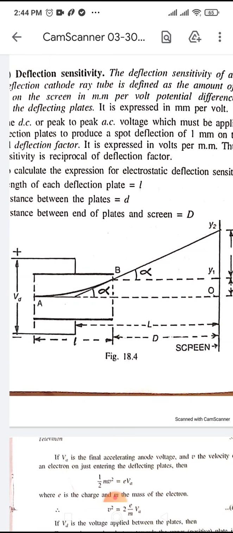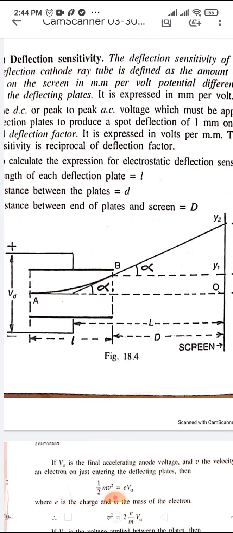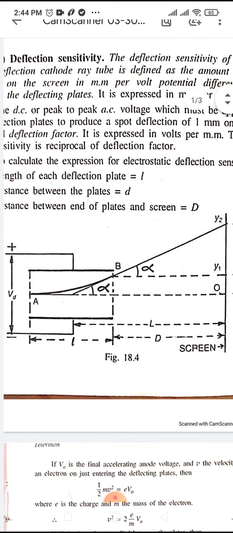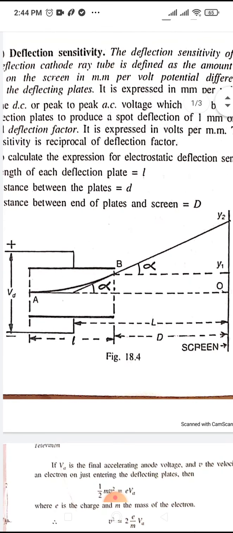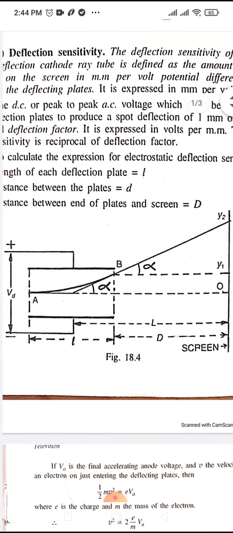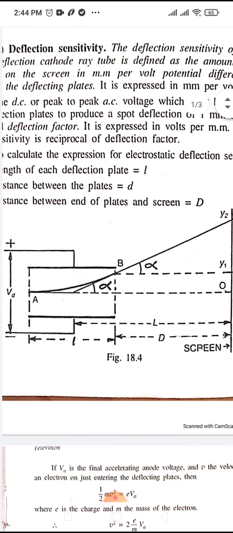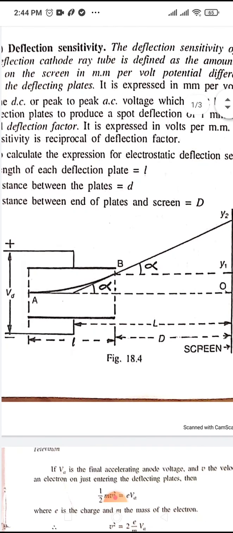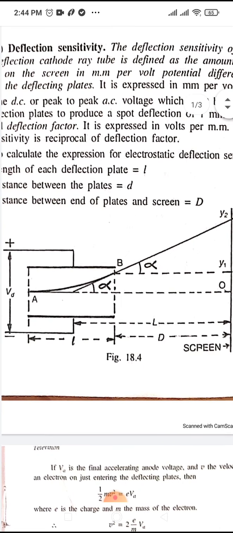Now, if Ed is the voltage applied between the plates, then the force acting on the electron toward the upper plate is given by F is equal to e Ed by d. If a is the resulting acceleration, we can write a is equal to e by m Ed by d. Time taken by electron to traverse through the deflecting plate is t is equal to l by v.